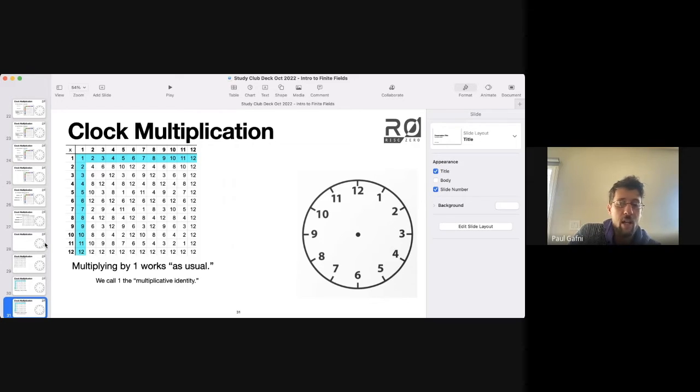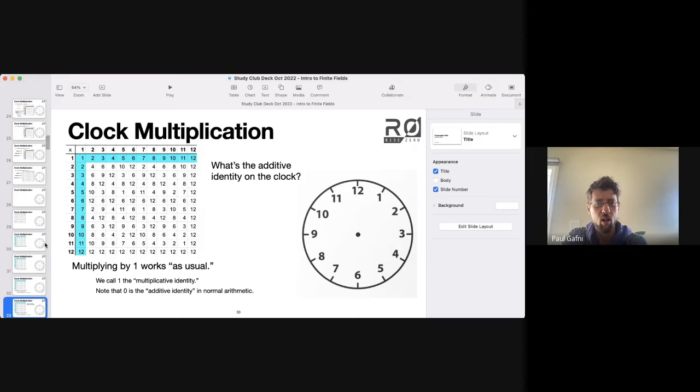We also have an additive identity, a thing that doesn't change anything when we add. 0 is our normal additive identity. On the clock, it turns out there's also a number that has this property: if you count by a certain number, you're not going to change anything. There's no 0 on our clock, but we have this number 12, and if you look at 3 plus 12, or 5 plus 12, or 7 plus 12, adding 12 really does nothing to these numbers. You just get to the same place.